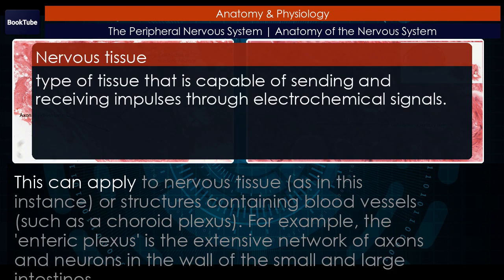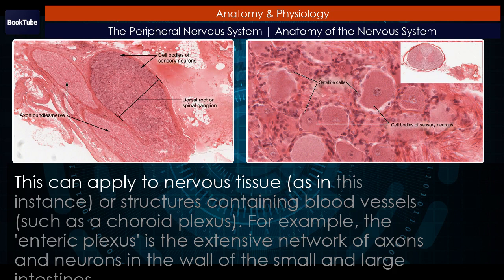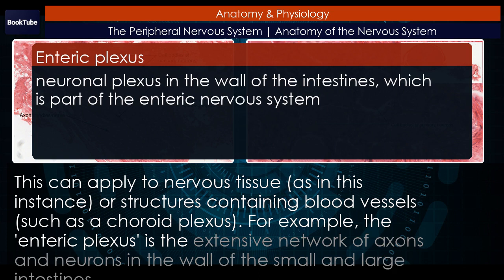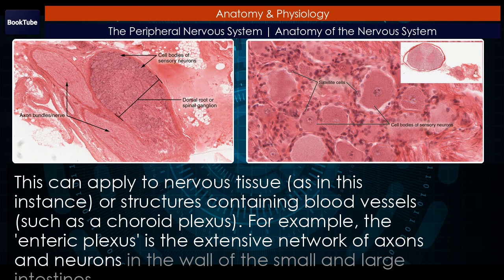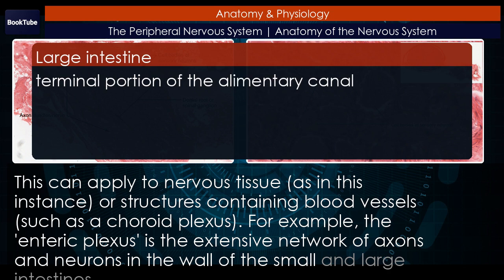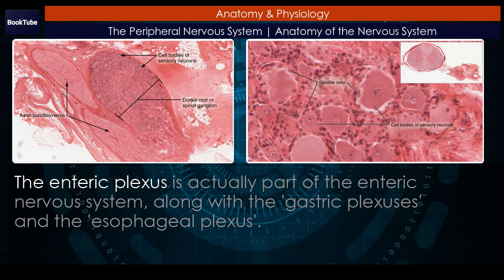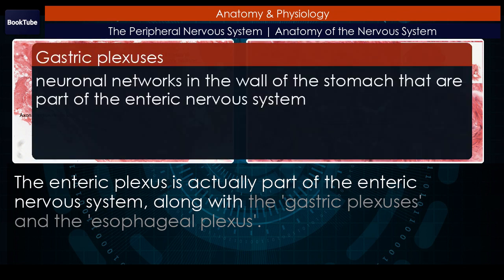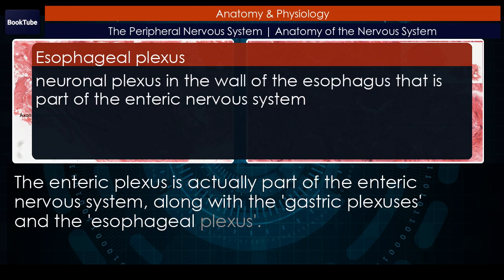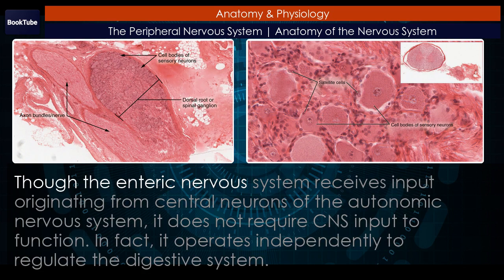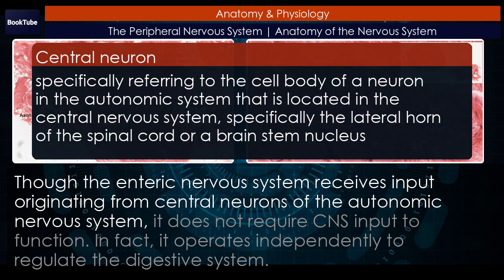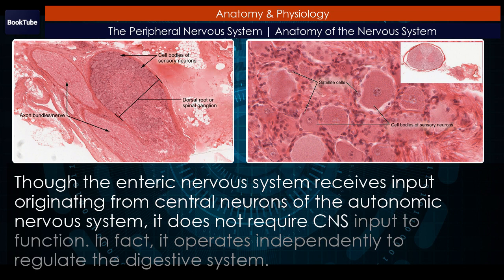This can apply to nervous tissue, as in this instance, or structures containing blood vessels, such as a choroid plexus. For example, the enteric plexus is the extensive network of axons and neurons in the wall of the small and large intestines. The enteric plexus is actually part of the enteric nervous system, along with the gastric plexuses and the esophageal plexus. Though the enteric nervous system receives input originating from central neurons of the autonomic nervous system, it does not require CNS input to function.